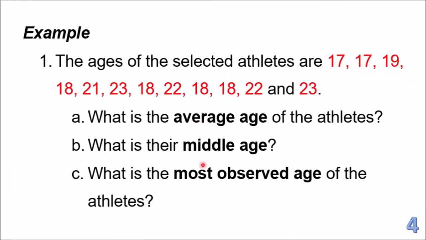To make it clear, we have here an example. The ages of the selected athletes are 17, 19, 18, 21, 23, 18, 22, 18, 18, 22, and 23. Ito yung ating data, ages of the selected athlete. Now, what is the average age of the athletes? So, ang tinatanong dyan is mean. Letter B, what is the middle age? And this is the median. And letter C, what is the most observed age of the athletes? So most observed, ito yung ating tinatawag na mode.